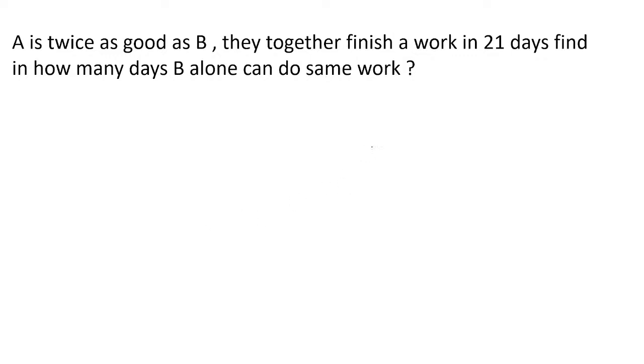A is twice as good as B, and they can do the work in 21 days. A and B, two candidates are there. They can do the work in how many days? 21 days. And also they are putting one condition. A is twice as good as B. Suppose the ratio of A to B: A is 2 times and B is only 1 time. If B eats one apple, at the same time A is eating 2 apples. That is the meaning of twice. This is the work ratio.